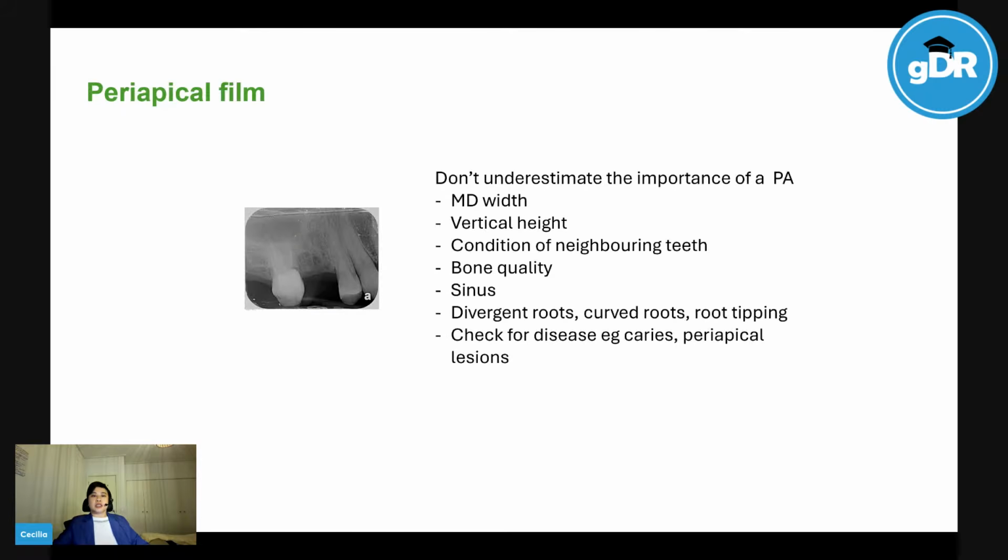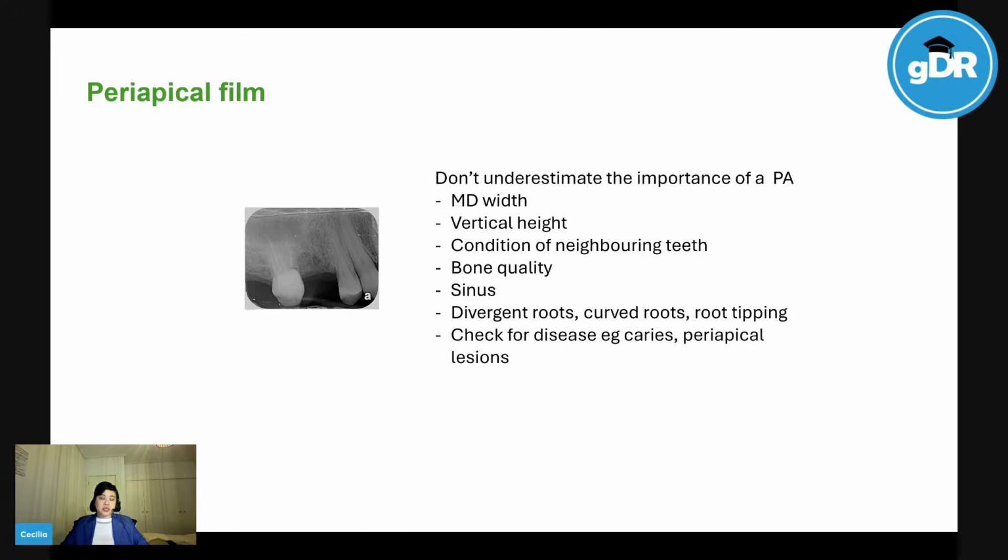All right. Then periapical film. I can't stress how important a periapical film is for part of your treatment planning. So you're looking at the mesial-distal width. You're also looking at caries. You're also looking at your sinus. You're also looking at any pathology in adjacent teeth.